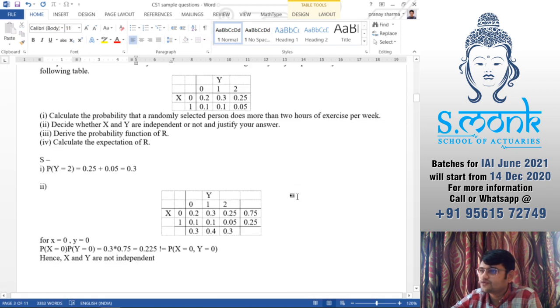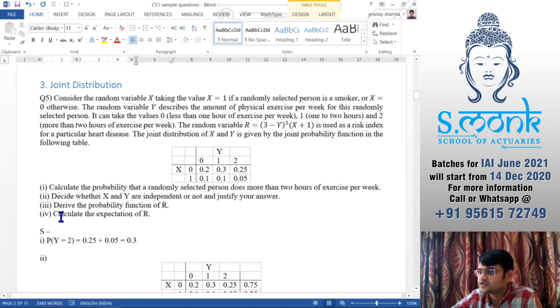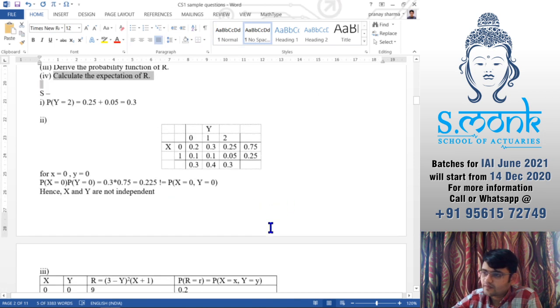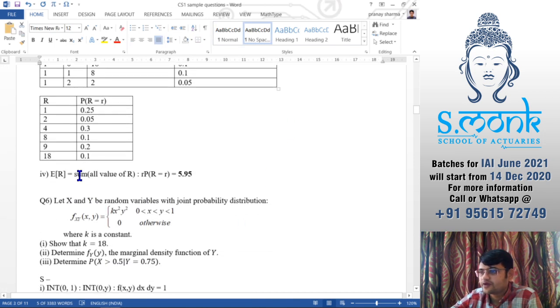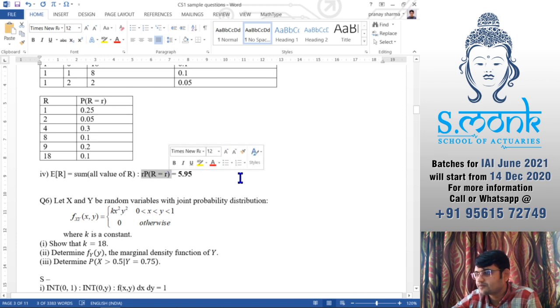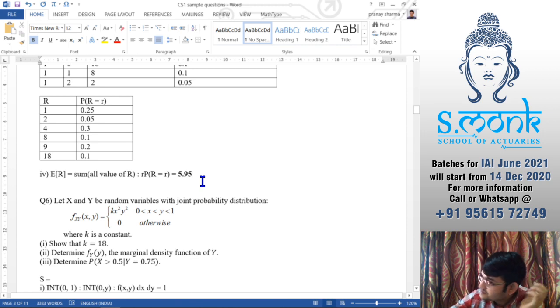Then they are asking us to calculate the expectation of r. So expected value, we know how to calculate it. This is how you can write it: sum over all values of r, or you can say r going from 1 to 18, but clearly the middle values are not taken into account. So I've just written all values of r, and this is the function that we are adding up. Okay, that would be equal to 5.95.